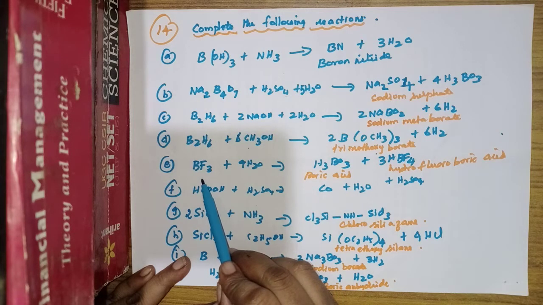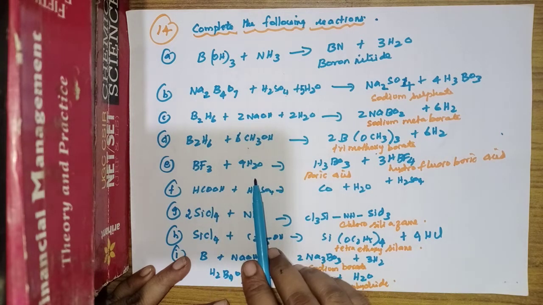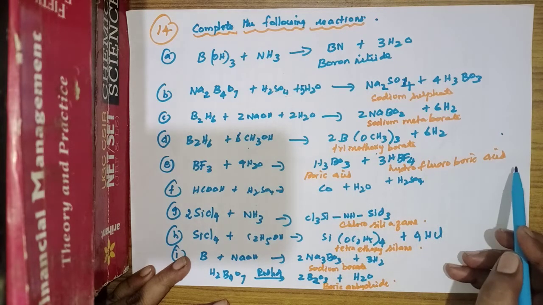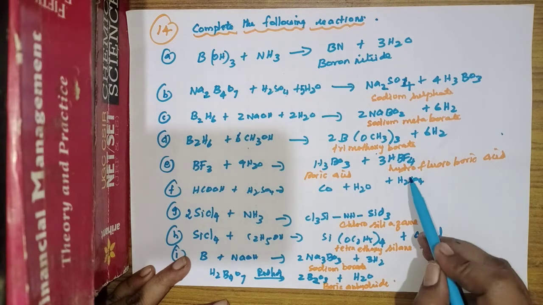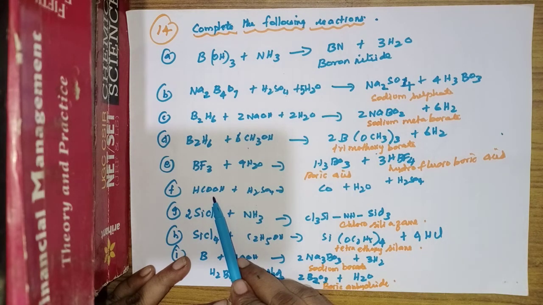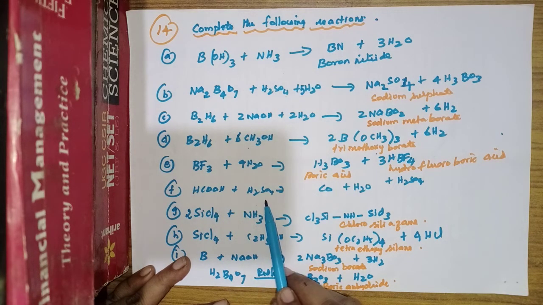Now take BF3. What is BF3? Boron trifluoride. It reacts with water and gives boric acid and hydrofluoroboric acid, HBF4.